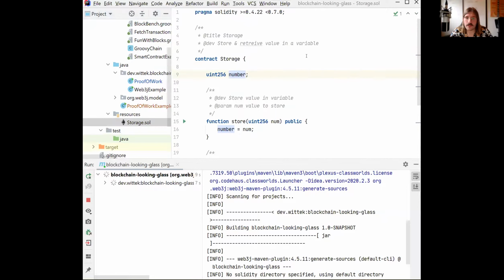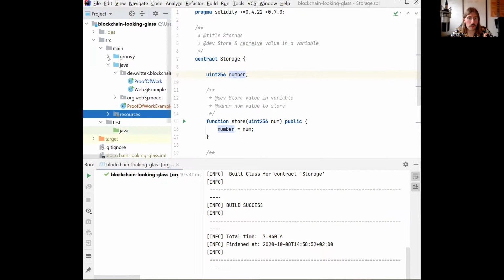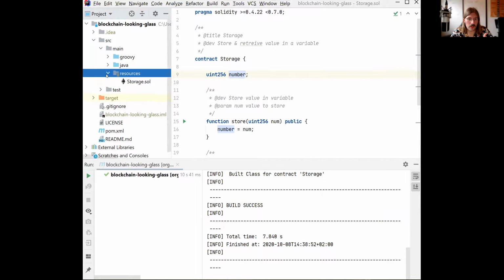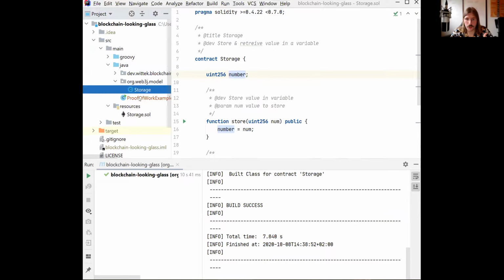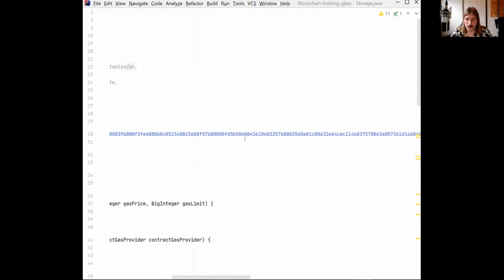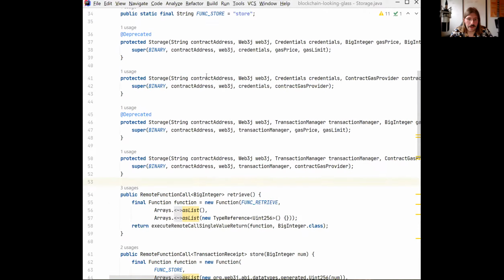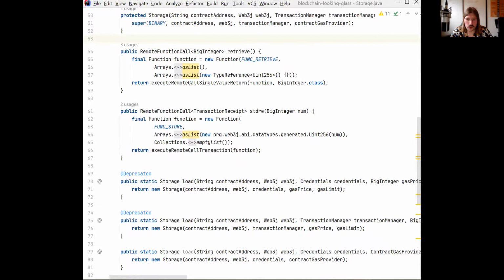So what this does, it takes this Solidity smart contract and it compiles it and it generates Java proxy classes for it. Pretty cool. Those Java proxy classes you can then find, where? Java, yes, here, storage. This class contains the bytecode of the smart contract. You can then use this to deploy it somewhere. And it also contains generated functions for interacting with those smart contract functions, store and retrieve. And they are all remote function calls, so calls over the network.